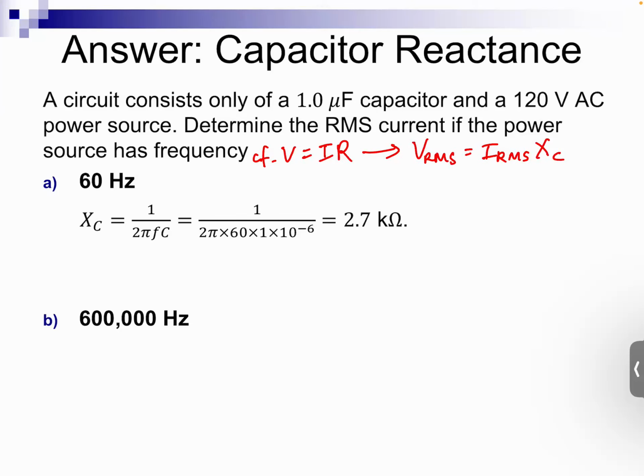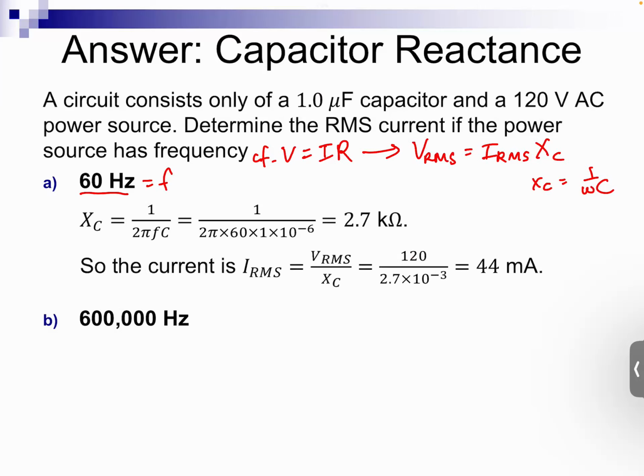XC is, of course, defined as 1 over omega C. Omega is equal to 2 pi F. And hence you have XC is equal to 1 over 2 pi FC. Because if you know XC, VRMS is given, and therefore you can find IRMS. So the first step is to find XC, the capacitive reactance. It comes to 2.7 kilo ohms, given this frequency F, and the capacitance 1 microfarad.